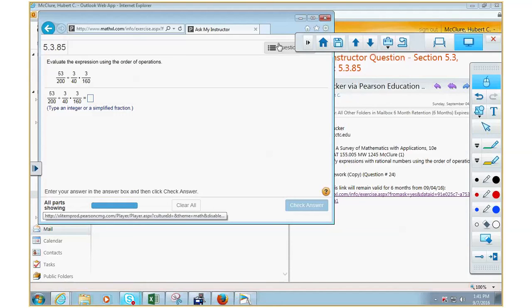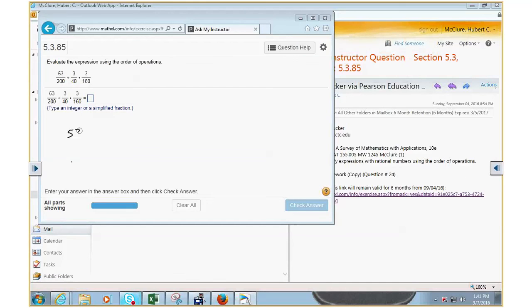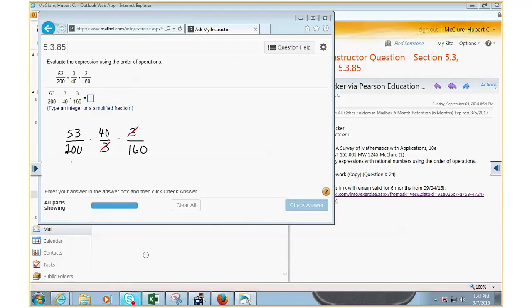To give you a hint, we're going to start with left to right. What's the first number? I can't see it. There it is. 53 over 200, multiplied by 40 over what? Multiplied by 3 over 160. Oh my, look what happens to the threes. What happens to the threes? Put a little one here.